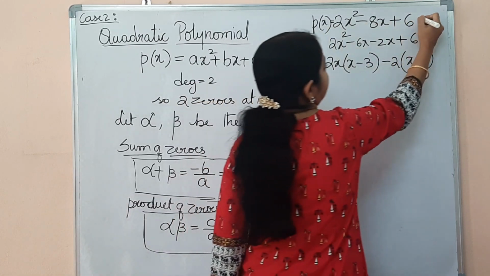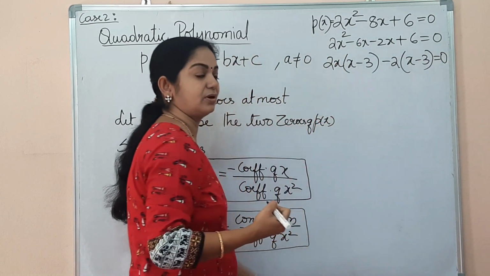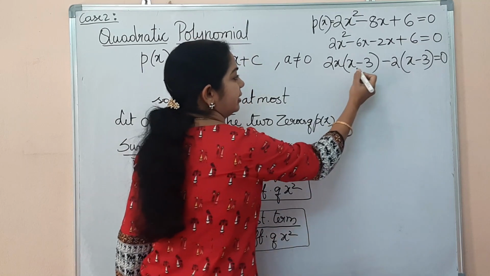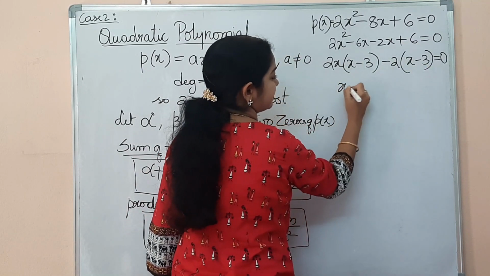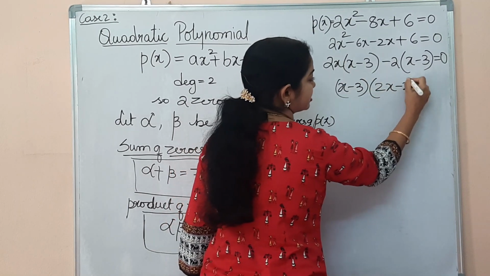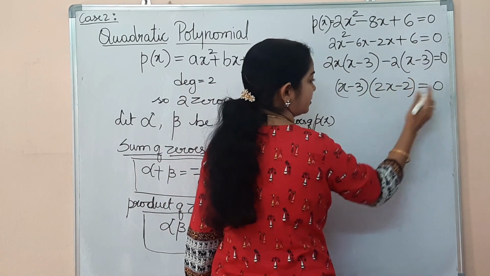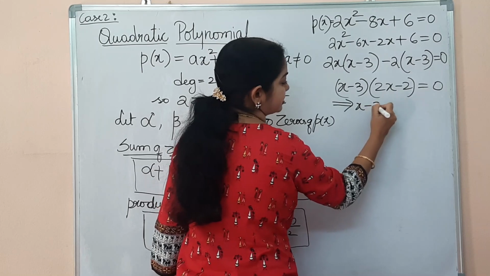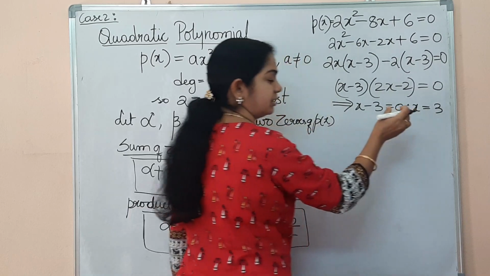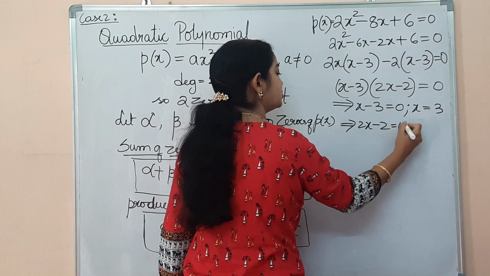This is equal to 0, a quadratic equation equal to 0. I am finding the zeros, that is the factors of x. Here x minus 3 is common, I'll take it out, and the leftover is 2x minus 2 equal to 0. That means x minus 3 equal to 0 and 2x minus 2 equal to 0. So x minus 3 equal to 0 implies x equal to 3, if you send this value to the other side. And 2x minus 2 equals 0.